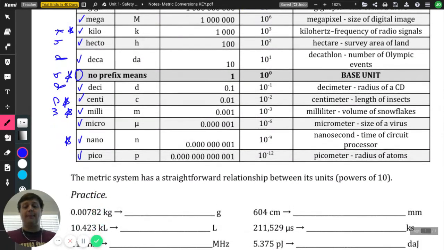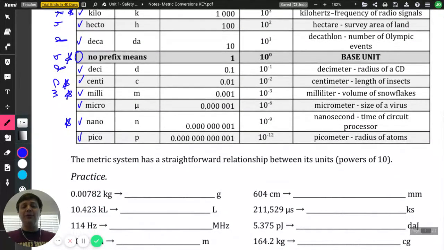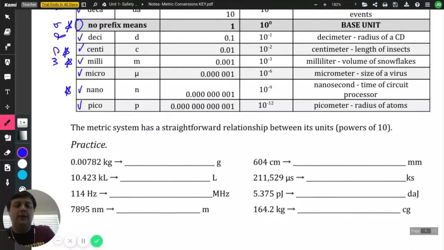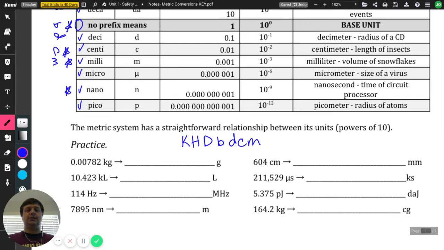All right. So how do I use that King Henry died by drinking chocolate milk? Well, if you remember it, it is King, so you'd write K. Henry died by drinking chocolate milk. So you write KHDBDCM. Okay, that's going to help you here in just a second.